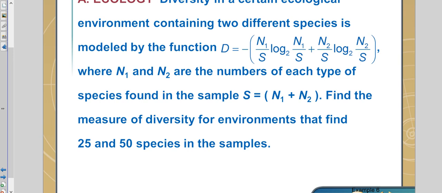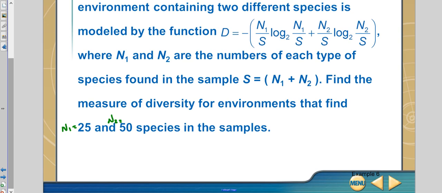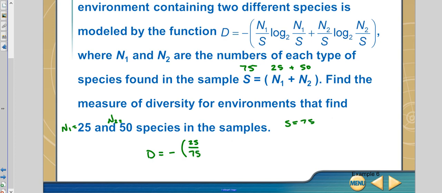So N1, we're going to say, is 25, and N2, we will say, is 50. So our value for the diversity would be negative of 25 over, and by the way, we need to find out if N1 is 25 and N2 is 50, that means the sum is 75. So S equals 75. We'd have 25, I can't do math, 75. I need y'all here in class to correct me. That's 75, and that is 75.